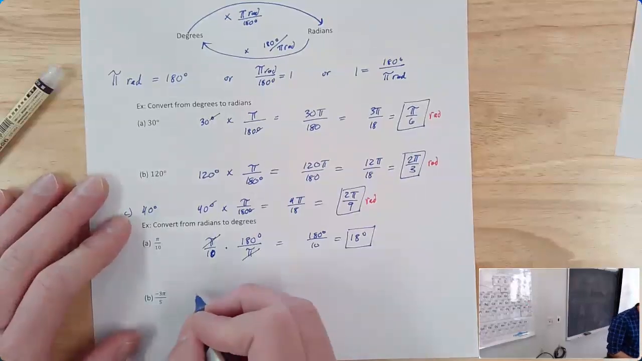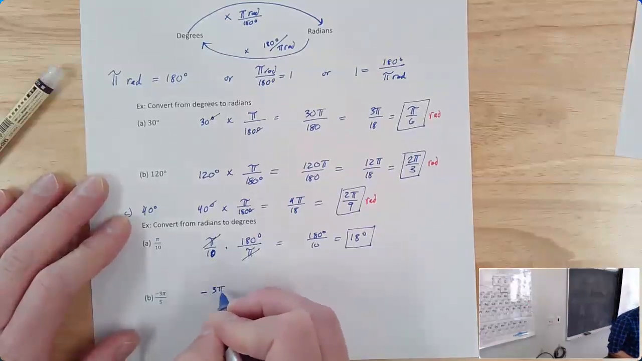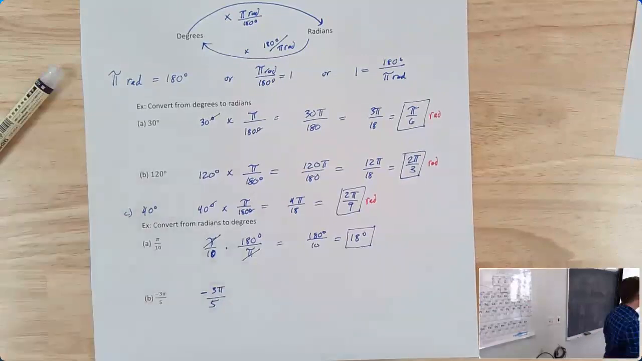This is a negative angle. And what I'll say about that for now is that when we're measuring angles, we typically measure them in standard position from the positive x-axis. So the origin is kind of the center of the circle, and you're measuring angles from the positive x-axis. If it's a positive angle, we go counterclockwise. If it's a negative angle, we go clockwise.